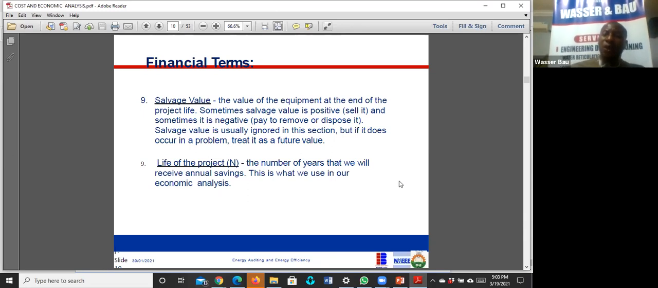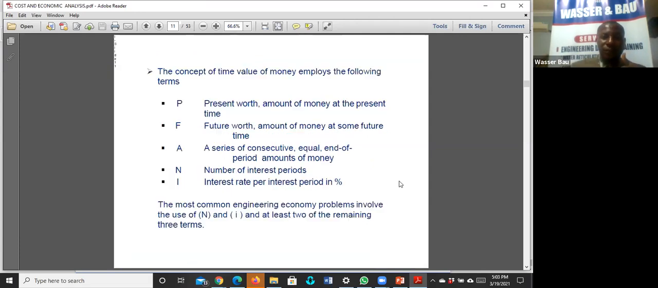There's some point where the car will start becoming an economic burden to you. Some of us that have driven a lot of cars, you know what I'm talking about. At a stage in the life of a car, you just know that you have to sell this car. Because now, if you do the economic analysis, you find out that the outflow is more than the inflow.